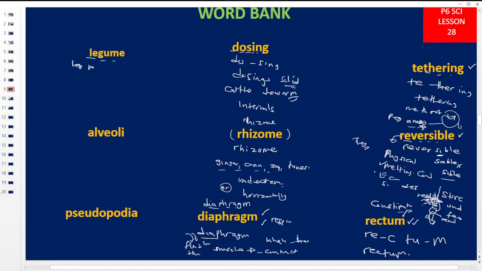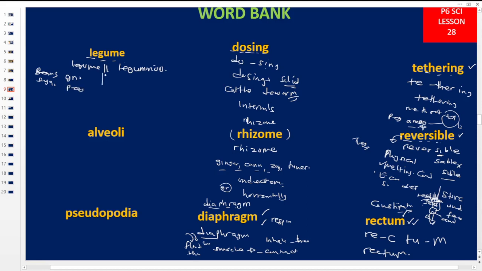Now this other word here, what's this word? It is a shortcut of the word rumination. Remember we said examples of legumes: we have beans, we have soya, we have groundnuts, and we have also the peas.